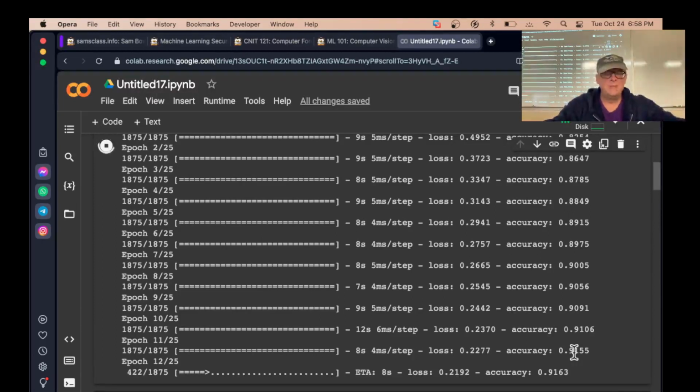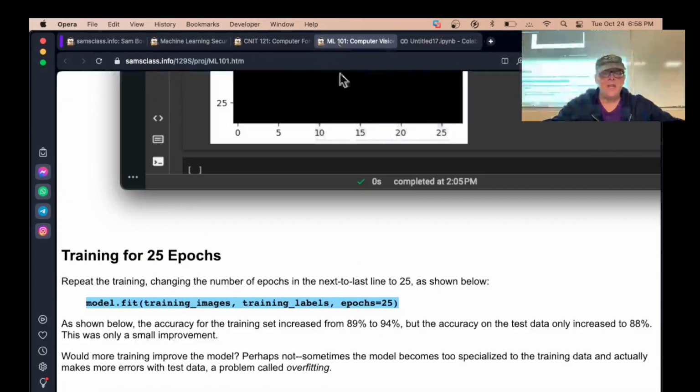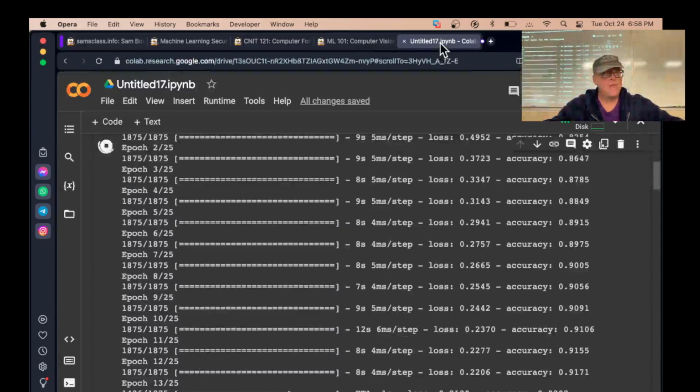All right, when it's up to 25, we should get this up to, I think, 94%. But the accuracy on the test data will only be 88%. So the additional epochs of training are not actually doing any good. All it's doing is learning too much about that training data, the part that is irrelevant about the training data.